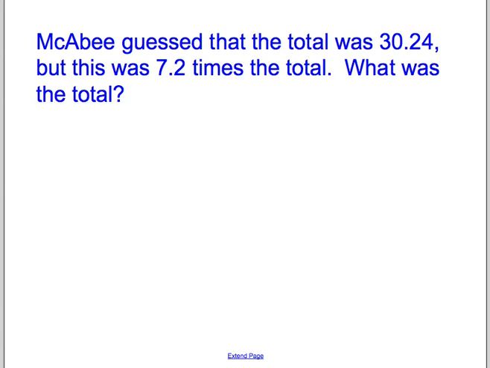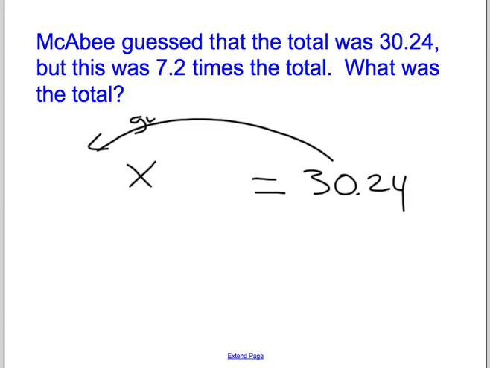Maccabee guessed that the total was that. So is that the total? No. That's not. So where is that going to go? What number spot? That's going to go in the of spot. Because that was the guessed amount. Right? That's what she guessed. If we want to know what the total was, that's asking for the total, so that has to go here.